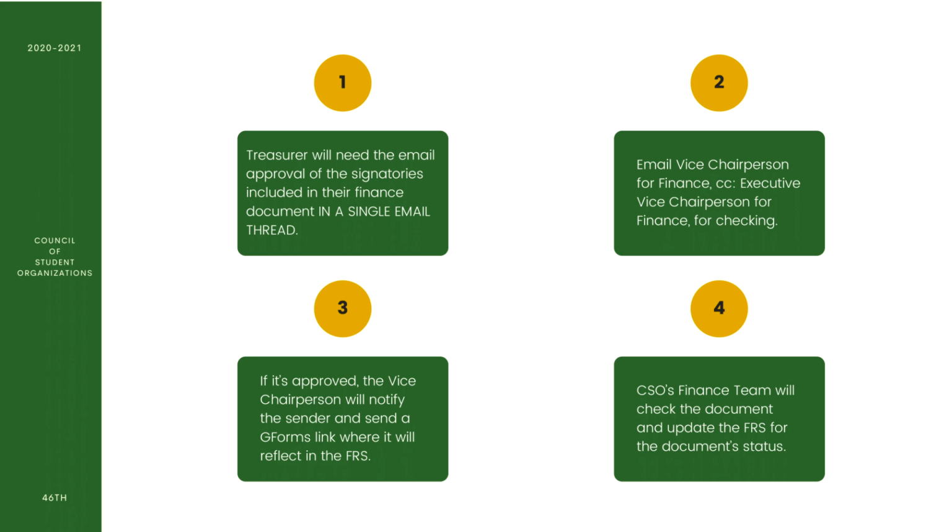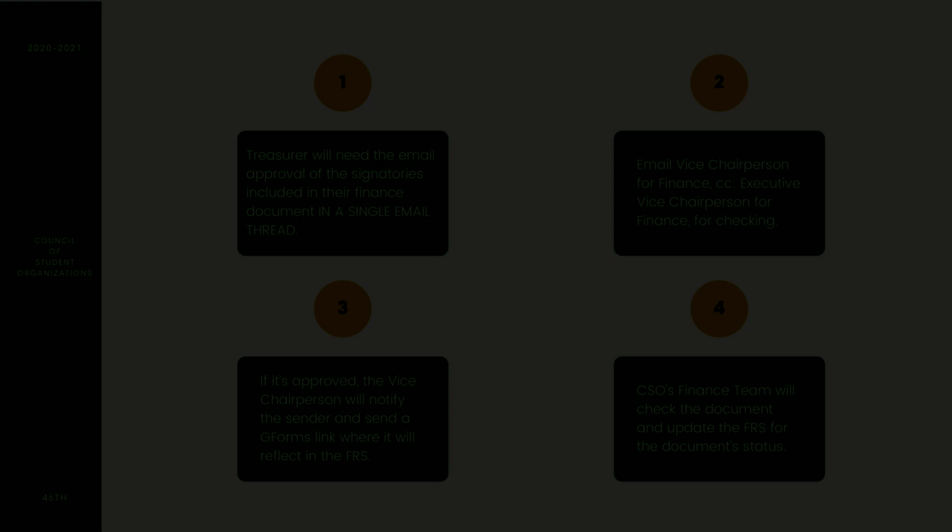Once they are complete, that person will email the current Vice Chairperson for Finance, CC the Executive Vice Chairperson for Finance for checking. If it's approved, the Vice Chairperson will notify the sender and send the G-Forms link where it will reflect in the Finance Recording System or FRS. Afterwards, CSO's finance team will check the document and update the FRS for the document status.